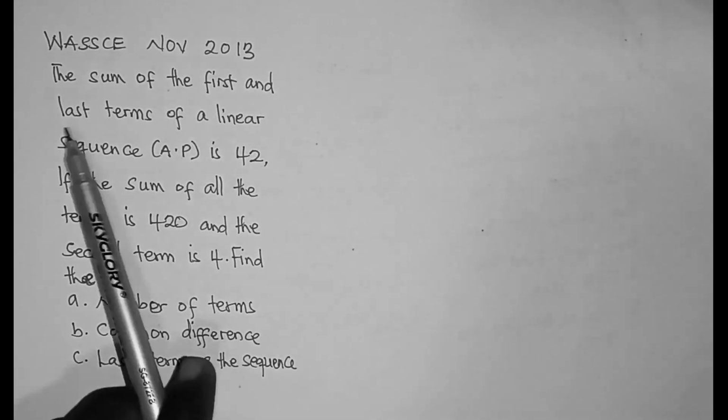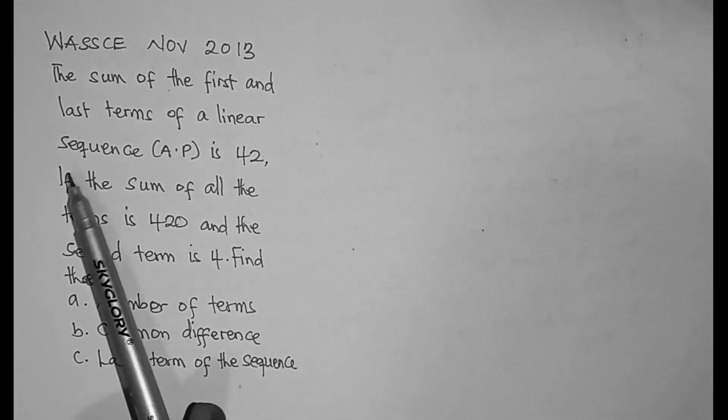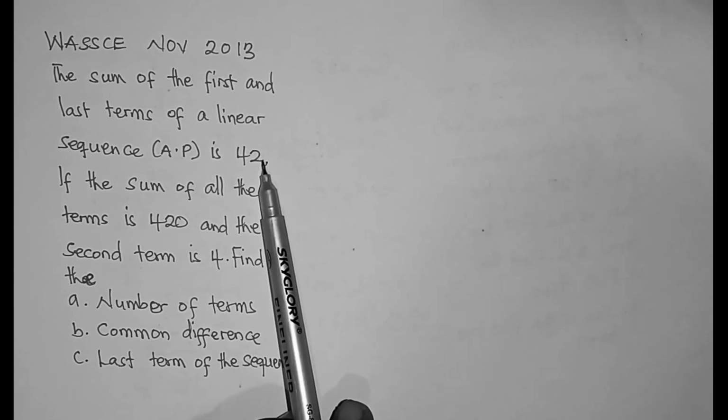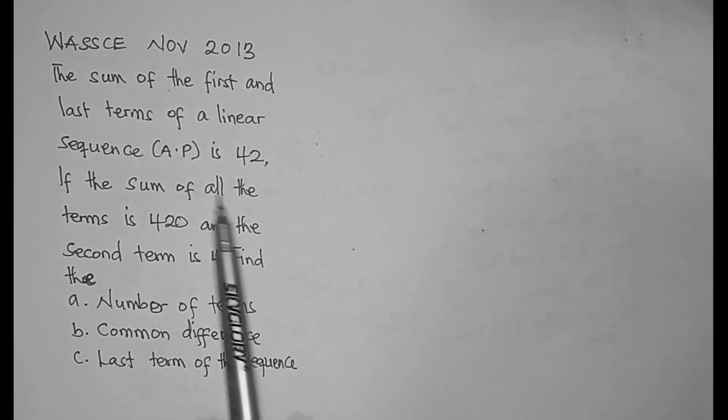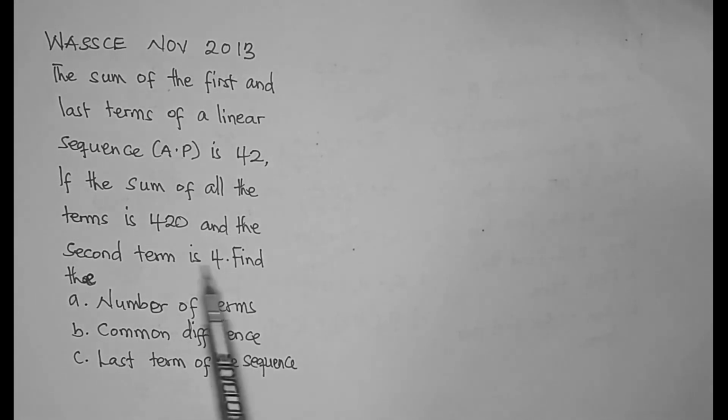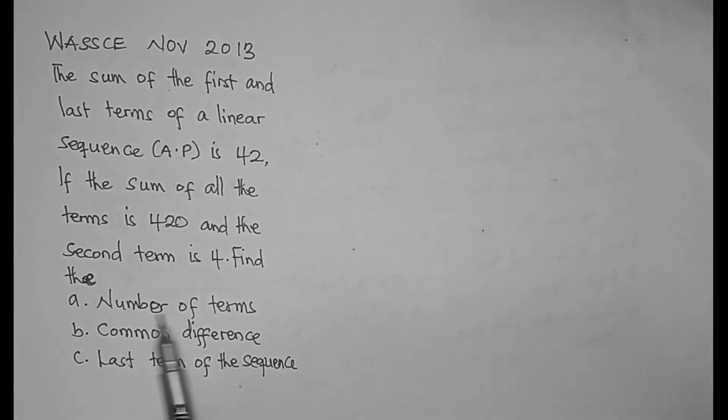The sum of the first and the last terms of a linear sequence, AP, is 42. If the sum of all the terms is 420 and the second term is 4, find A, the number of terms, B, the common difference, and C, the last term of the sequence.